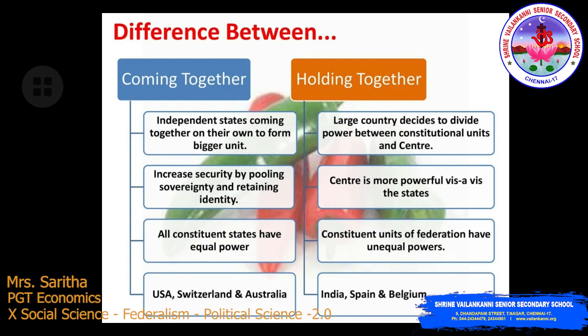In today's class, we have discussed these points. First, what is meant by federalism, the two levels of government, and the difference between a unitary and a federal government. And at the end, the features of federalism and what is meant by coming together and holding together.